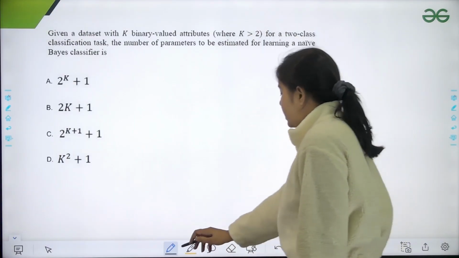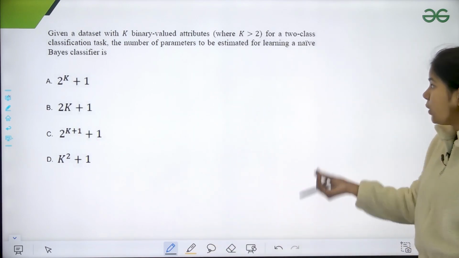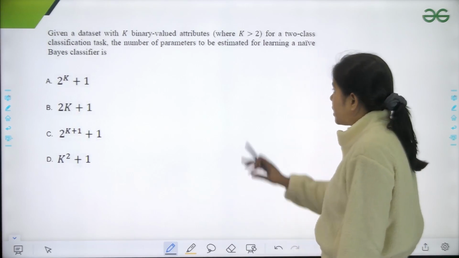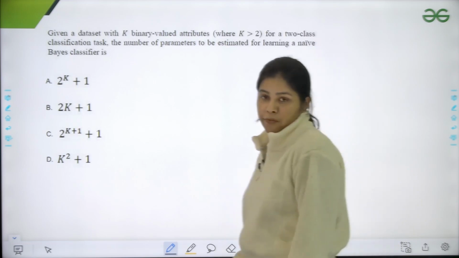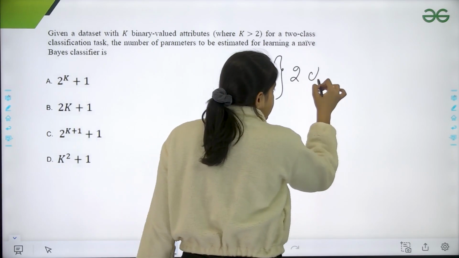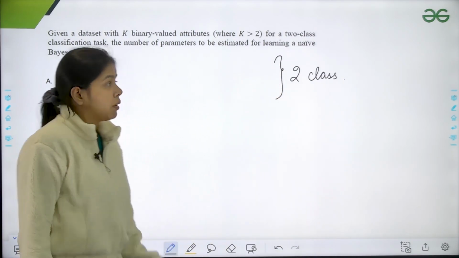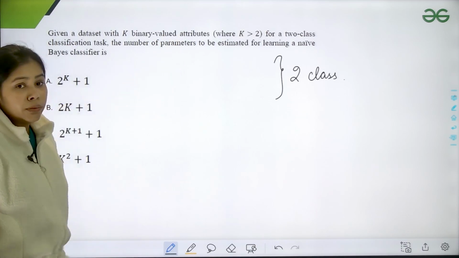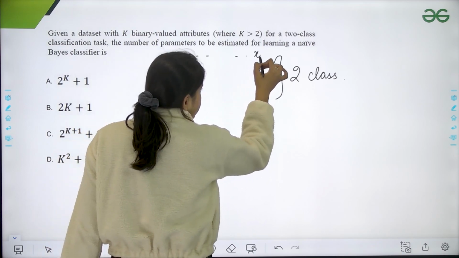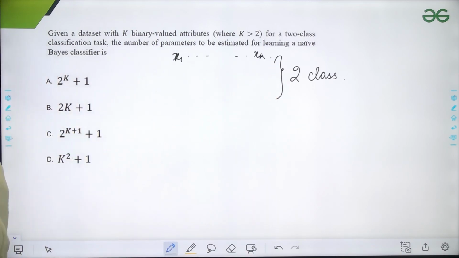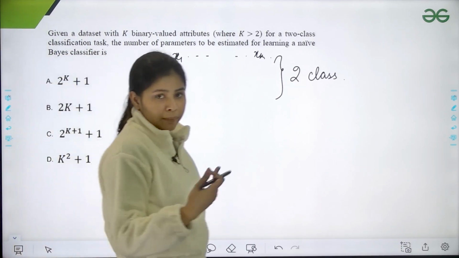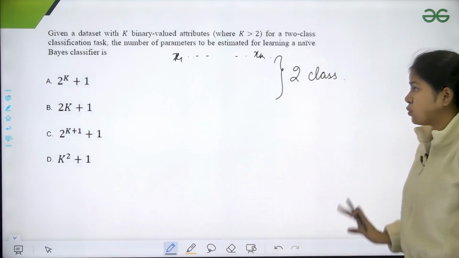Now, next question. Consider a data set with k binary valued attributes for a two class classification task. The number of parameters to be estimated for learning a naive Bayes classifier is. So for a naive Bayes classifier, you can see that we have 2 classes as an output, and k binary valued attributes. So I can say that x1, x2, xk are the attributes, and we have 2 classes. So we have to find the number of parameters which has to be estimated.